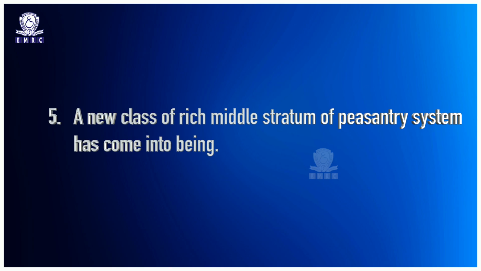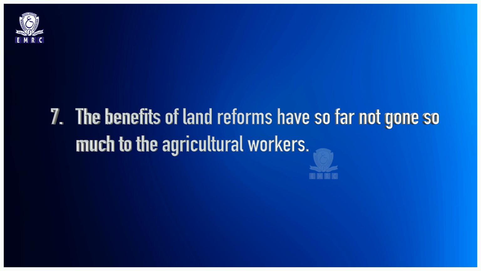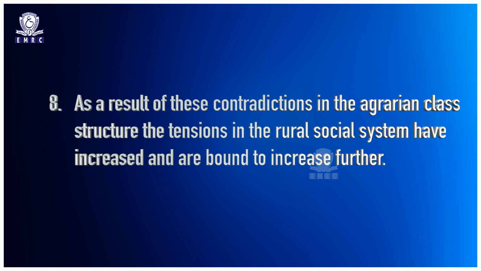Fifth point is, a new class of rich middle stratum of peasantry has come into being, and not all of these are from among ex-zamindars. Sixth point is, the class inequalities between the top and the bottom levels of the classes have increased rather than decreased. Seventh point, the benefits of land reforms have so far not gone so much to the agricultural workers. Eighth point is, as a result of these contradictions in the agrarian class structure, the tensions in the rural social system have increased and are bound to increase further.